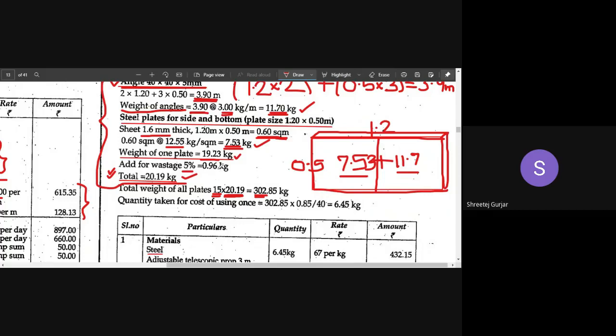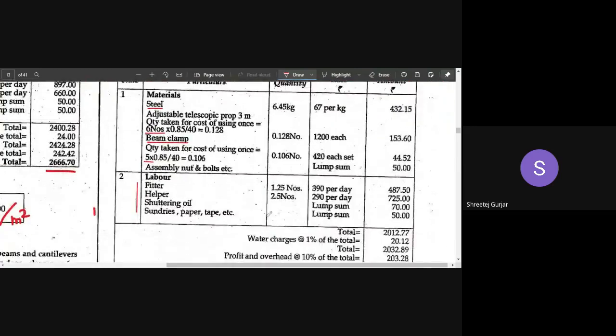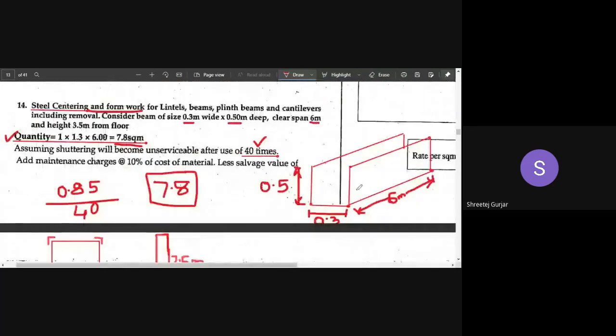Now how have we arrived at this 15? I will explain how we have arrived at this 15. So remember, one panel is 0.5 meter in height and 1.2 meter in length. Now this is your beam, right? 0.5 meter in height and 0.3 meter in width.